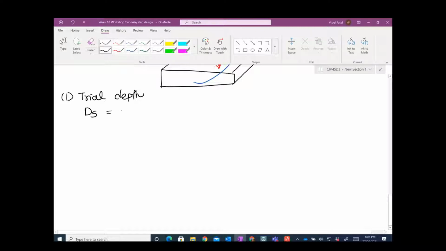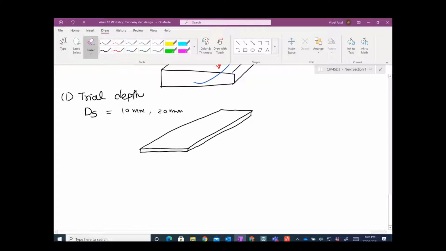So someone might say, okay, can I use a 10 millimeter slab? Can I use a 20 millimeter slab? No, it's too thin. It's practically not possible to use 10 or 20 millimeters. Where is the cover? Where would we put your reinforcement? You can't have a slab like this, a 10 millimeter slab is very impractical.